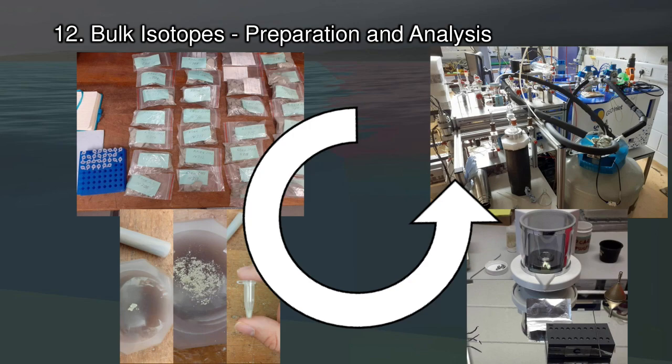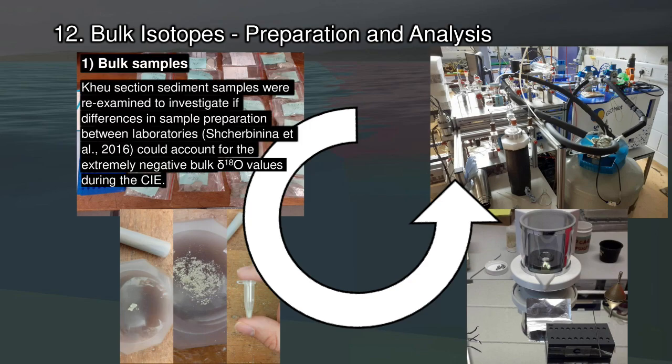We also measured bulk isotopes, so that was the first graph on the first slide. The reason for doing this was to see: is the magnitude of the carbon and oxygen excursions at this site a result of differences in sample preparation between the laboratories, between us and, say, the authors in 2016, and that might account for more extreme negative bulk values.